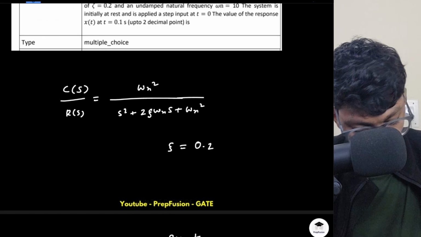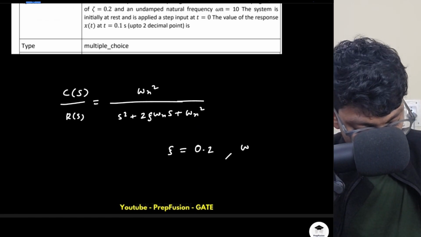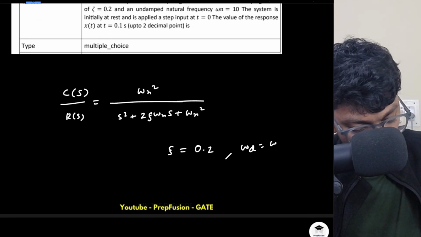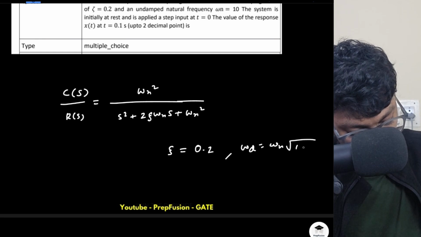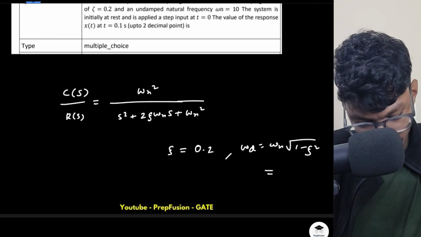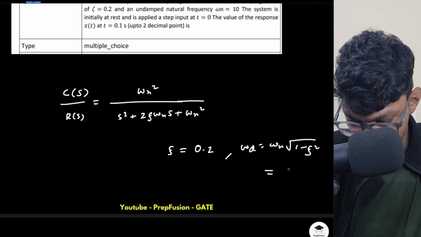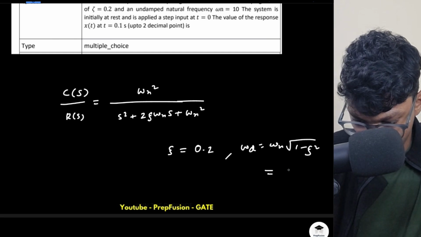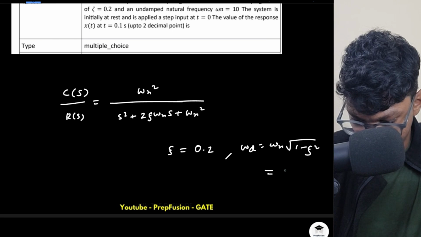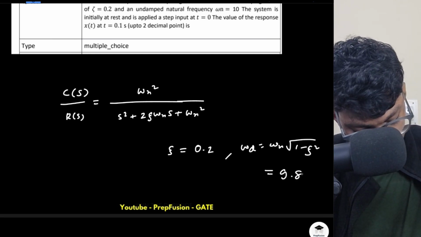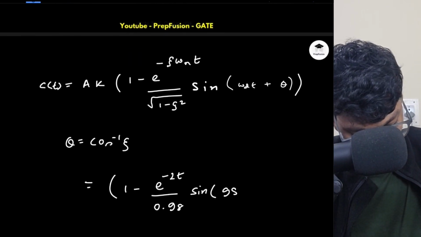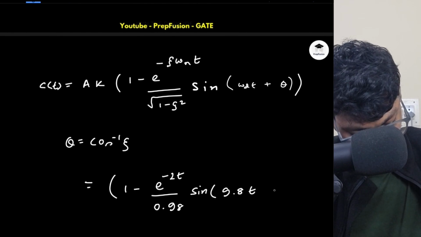What is omega d? Omega d is simply either omega n sine theta, or omega n under root 1 minus zeta square. So omega n is 10, and under root of 1 minus zeta square, into 10. So this will be 9.8 radian per second. So it is almost equal to 9.8 into t plus theta.